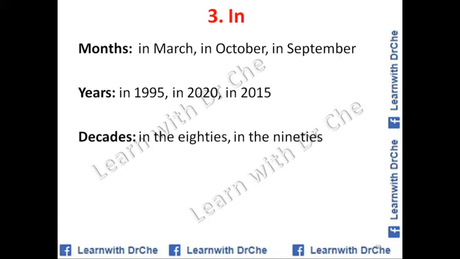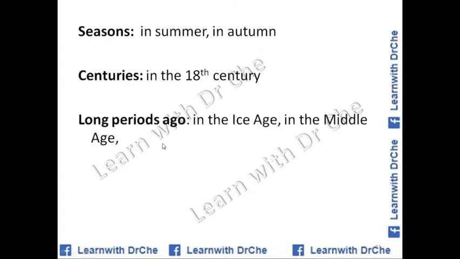So the next word is in. With months we use in: in March, in October, in September. With years we use in: in 1995, in 2020, in 2015. With decades we use in, and we use the also: in the 80s, in the 90s. For example, Dr. Che was born in the 80s.